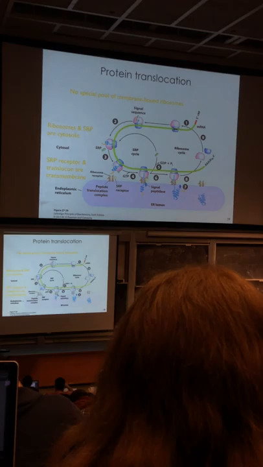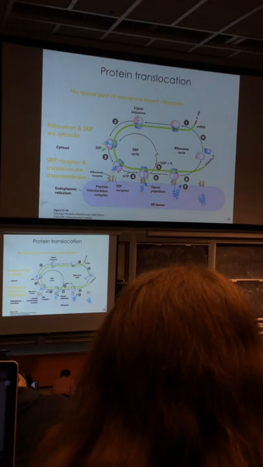And the way that a ribosome is recruited to the ER is based on the protein that it's producing. So that protein that it's synthesizing has a signal sequence. It's recognized by the SRP. Both the ribosome and the SRP are soluble factors present in the cytoplasm.